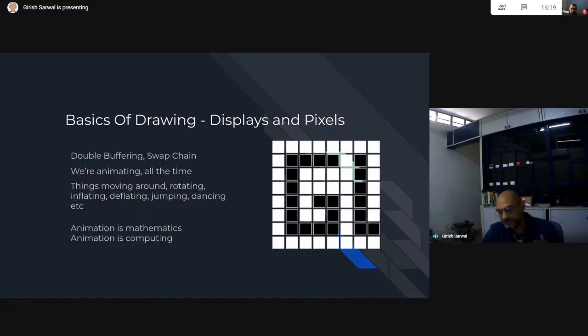So our job as game developers is essentially to figure out how this mathematics works and to figure out how this computing works. Once we're able to do this, trust me, we can create any kind of animation that we wish to.